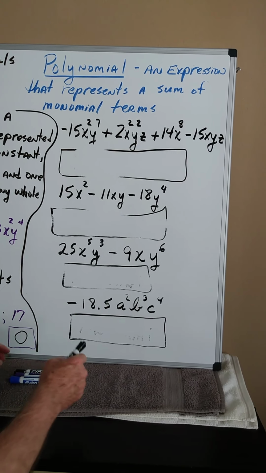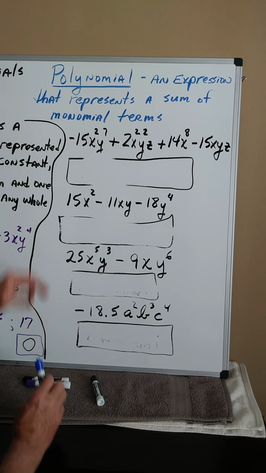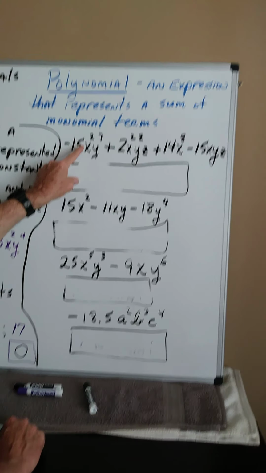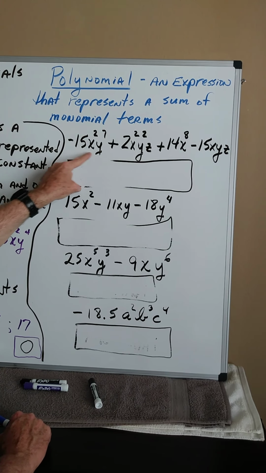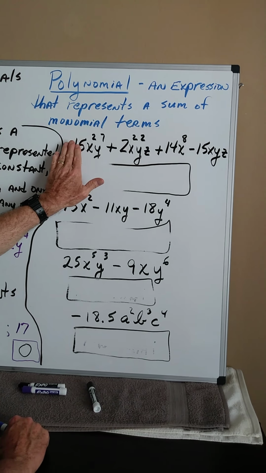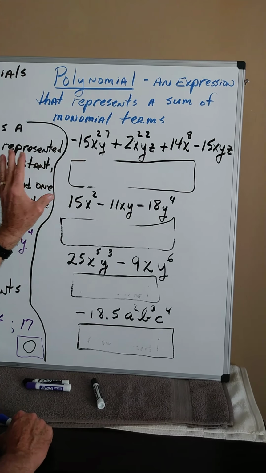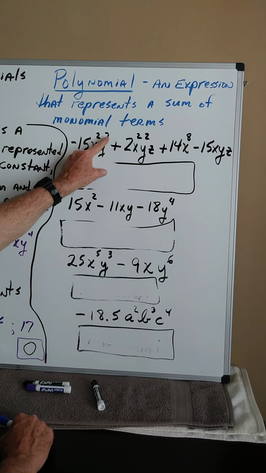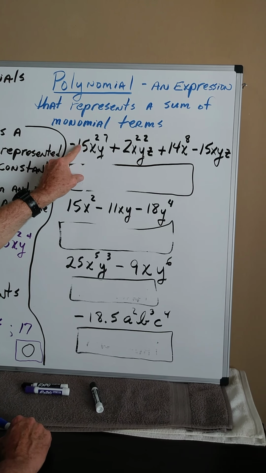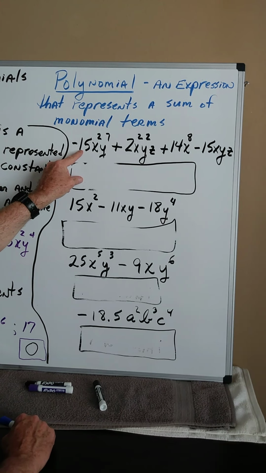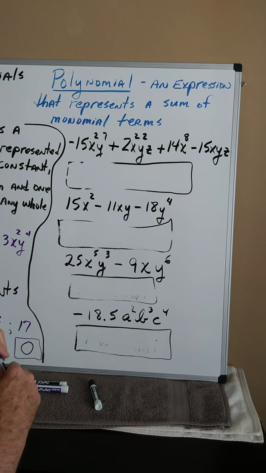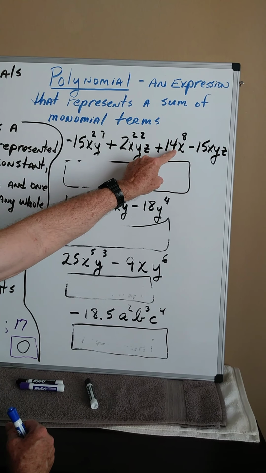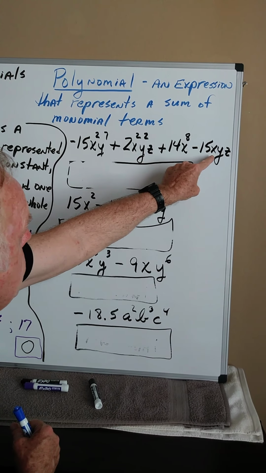Now let me tell you what I would do to find the degree of a polynomial. Start with the first monomial term that makes up the overall polynomial expression. We'll go one by one. We're going to start off with this first monomial term, and identify its degree. I'm going to write that little answer down. And then I'm going to do the same thing for the second term, the same thing for the third, and the same thing for the fourth.